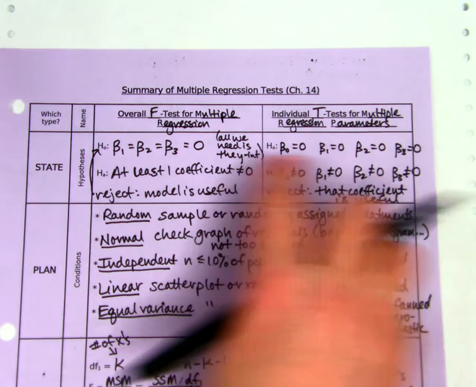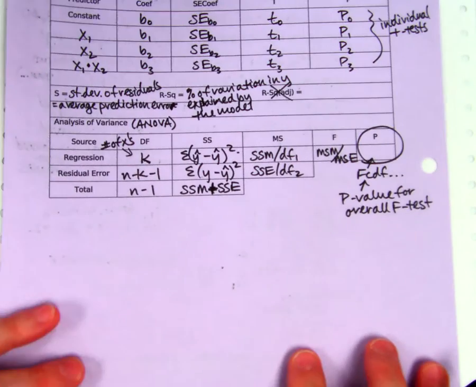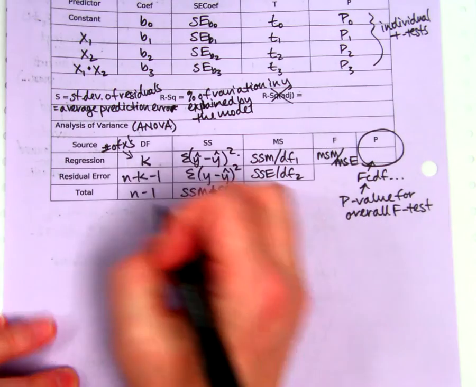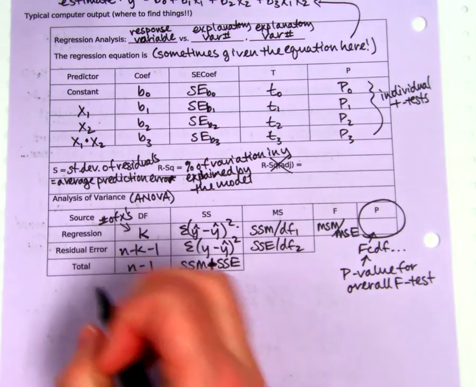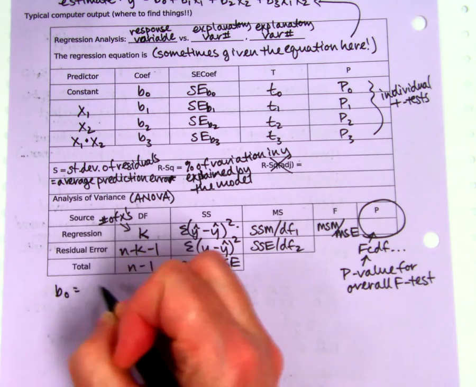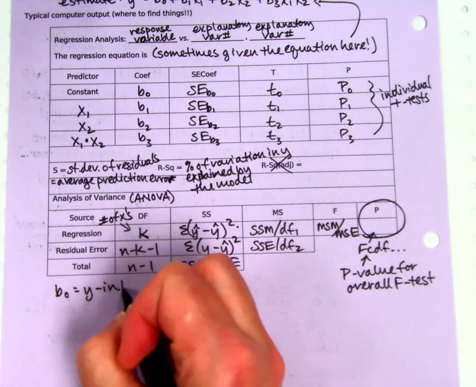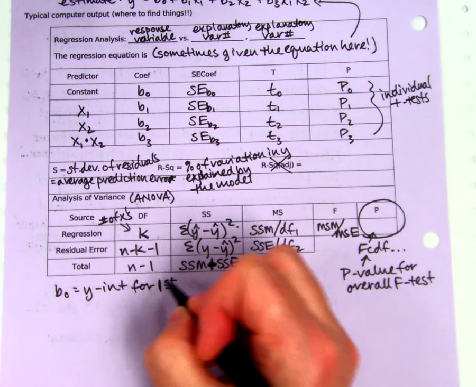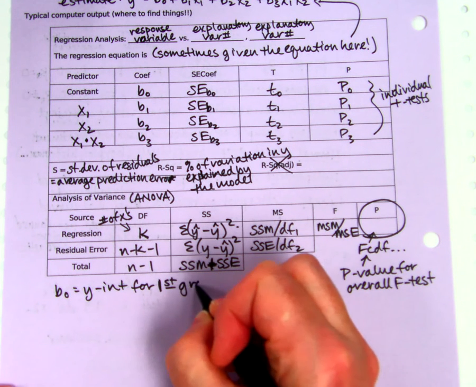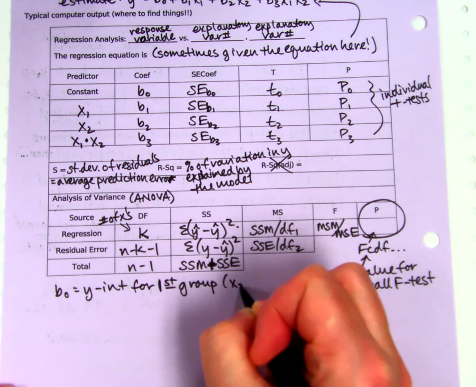So if you reject a null, it means slightly different things. Back to this, I'm going to do two more things for you. One of them is to remind you that what these coefficients mean is something I might ask you about. So B0 is the y-intercept for the first group. This was in the warm-up, so you just did it, and I hope you got it right. For the first group, which is the group where x2 is 0.